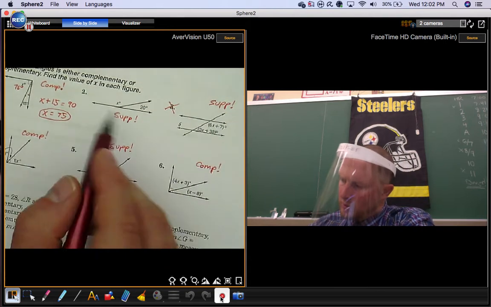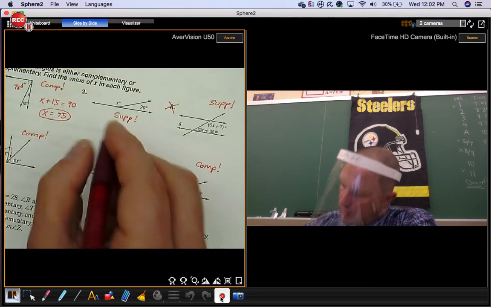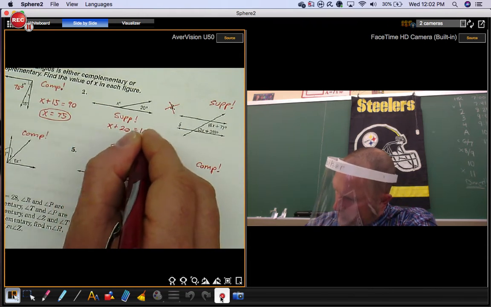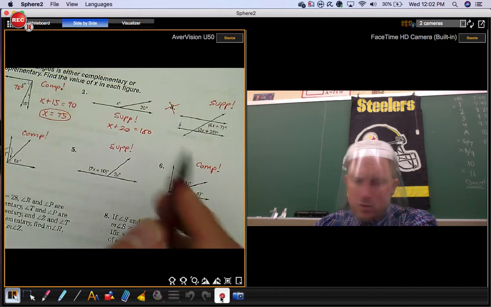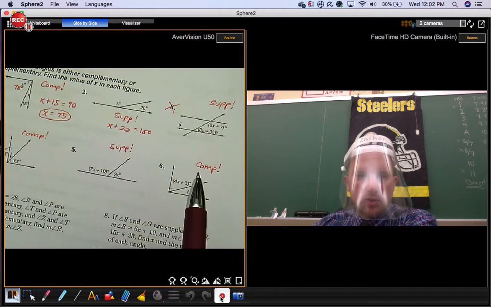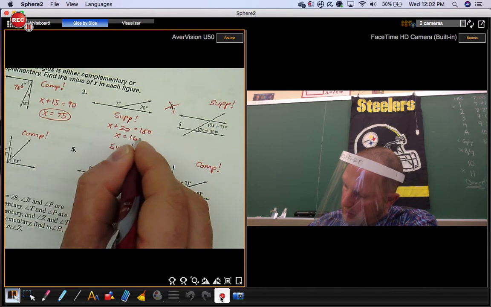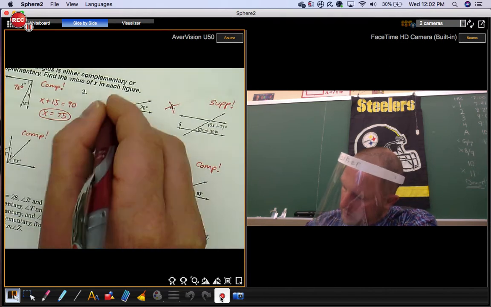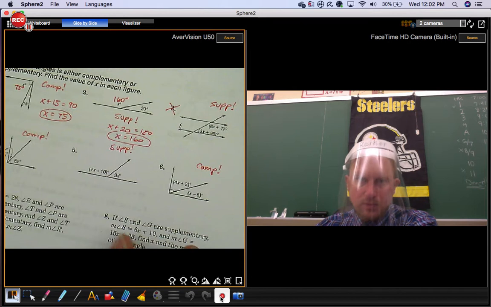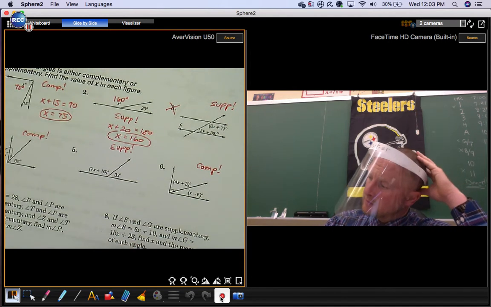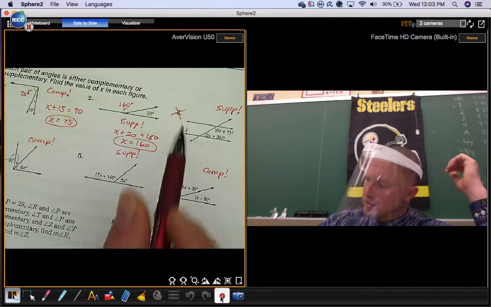Same thing with number 2. Now these are supplementary. So x and 20 are your two little angles. They add up to 180 because they're supplementary. Subtract 20 from both sides. So your big obtuse angle there is 160 degrees. Okay, remember we're skipping number 3.